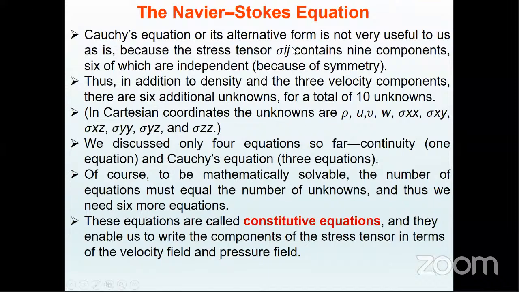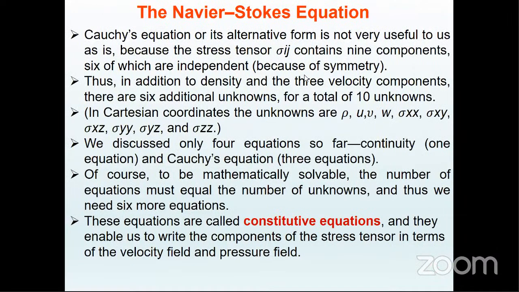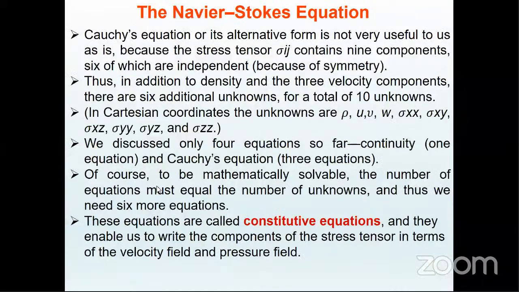You can start from this end actually, because I discussed this long back. That's why I repeated the Cauchy's equation or an alternative form of it here. What I am showing in red color is not very useful as such in the form it is represented right now, mainly because the stress tensor sigma ij contains 9 components here. Out of the 9 components, 6 components are independent because of the symmetry.